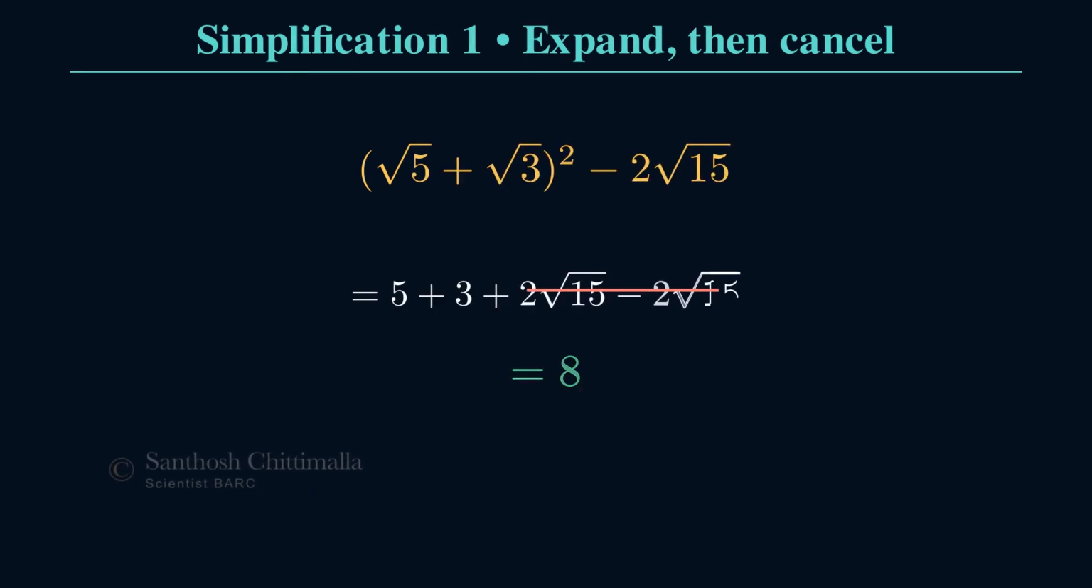Simplification 1. Open the square of square root of 5 plus square root of 3. Then subtract 2 square root of 15. The square expands to 5 plus 3 plus 2 square root of 15. The radical terms cancel, leaving 8.